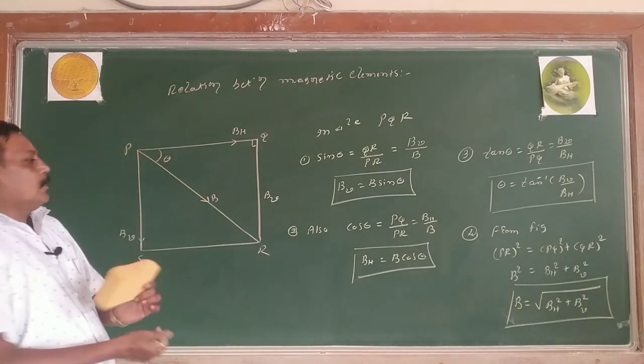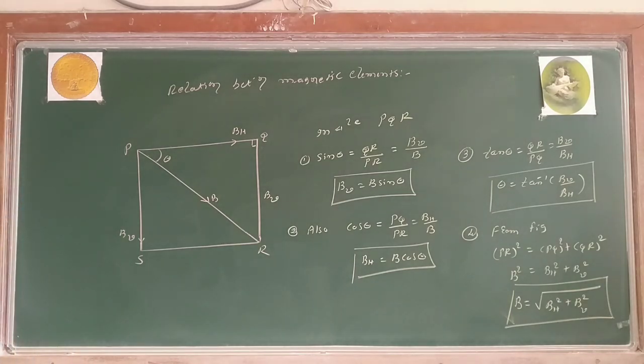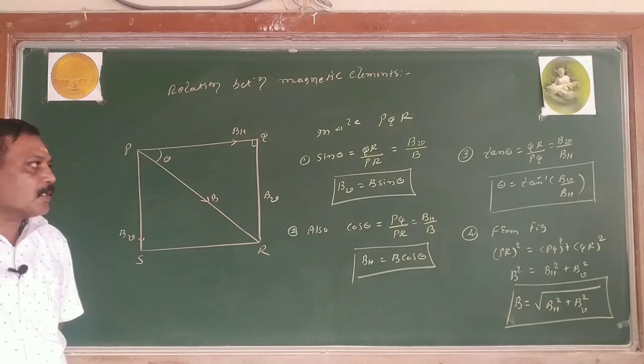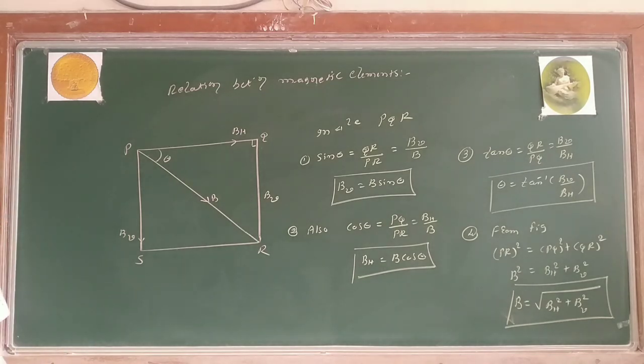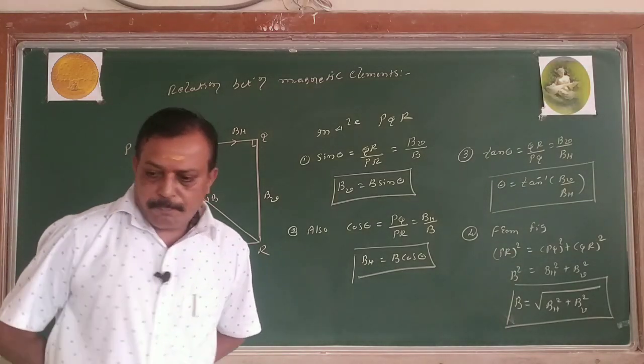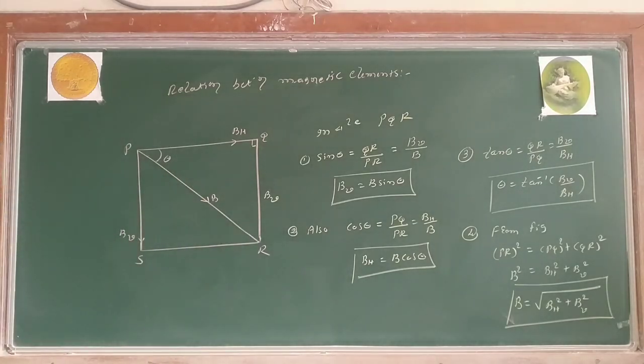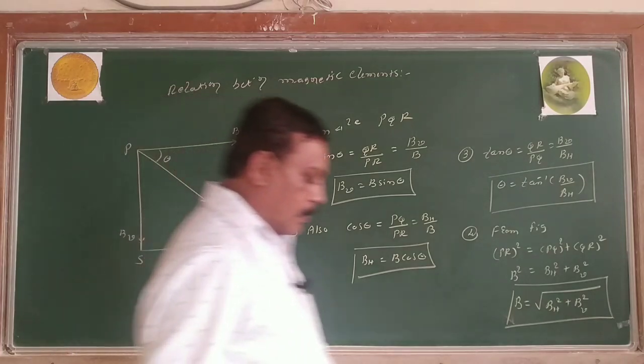Now these are the magnetic elements and the relation between them. So BV equals B sin theta, BH equals B cos theta, theta equals tan inverse BV by BH. The resultant magnetic field B equals under root of BH square plus BV square. Have a look at the whole thing once. Then I come across the last thing of the topic, neutral point. Have a look at all the equations once.